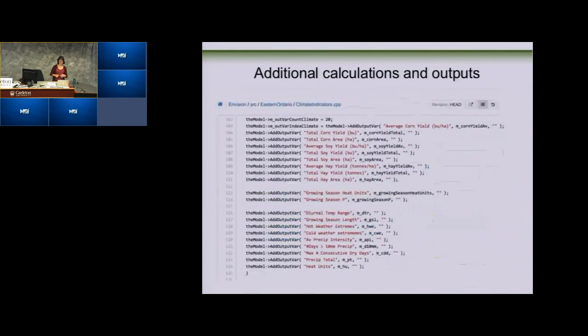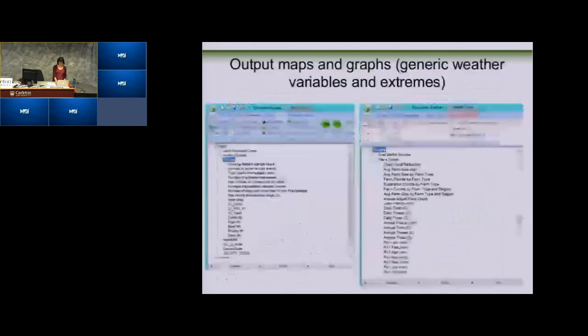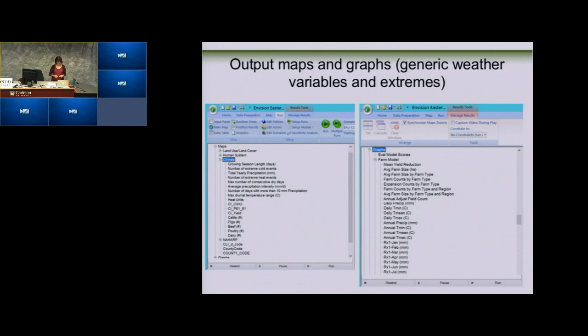Aside from crop-specific indices, Envision also does additional calculations of more generic weather extremes, like growing season length and the number of extreme heat and extreme cold events. Some of which you can see here in this screenshot of the script. Once you run the model, this can be either plotted or mapped, and you can see that in some of the output post-run results.